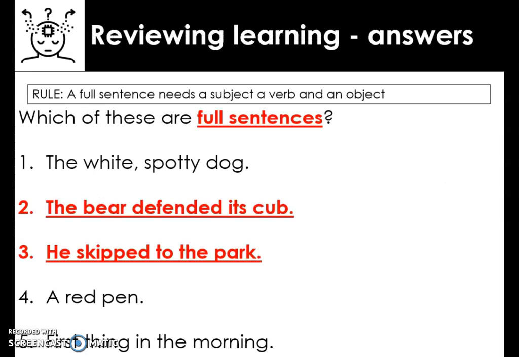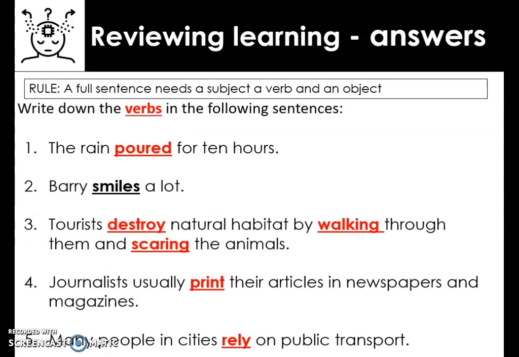First one, full sentences. Number 2 and 3. The bear defended its cub. Bear, subject, defended, verb, object, cub. He, subject, skipped, verb, object, park. All the rest are not full sentences because they're missing one of the 3 SVO parts, or more than one of them. So, number 2, the verbs, poured, smiles, destroy, walking, scaring, print, and rely. Alright, well done if you got all of them, particularly in number 3.